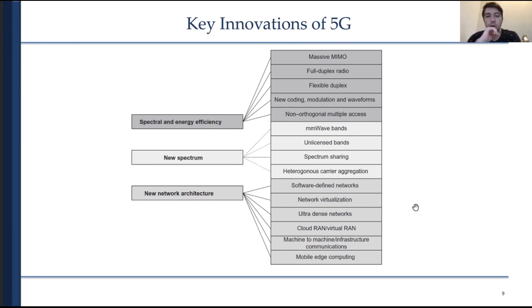Okay, and the last one in this introduction is the key innovations of 5G. Basically, 5G has a lot of different technologies incorporated, and they can be roughly classified in three different categories. The first one is spectral and energy efficiency. The second one is new spectrum. And the third one is new network architecture.